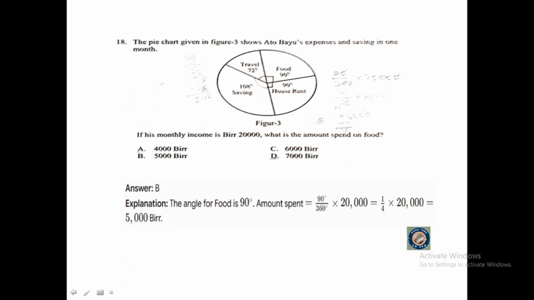The correct calculation will be B, which is 5,000 birr, because the angle for food is 90 degrees. The amount spent is equal to 90 degrees over 360 degrees times 20,000, which is equal to 1 over 4 times 20,000. So that is 5,000 birr.